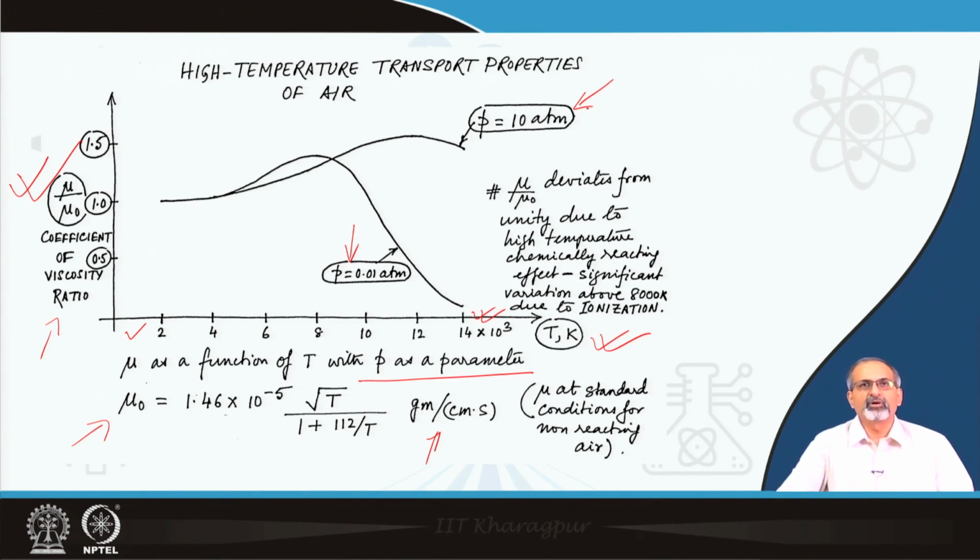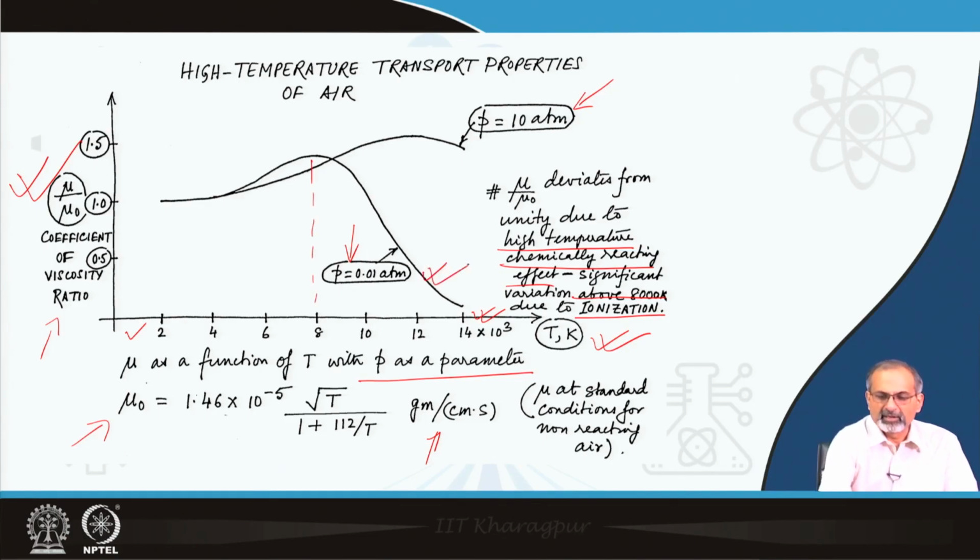As you can see, up to a temperature of about 4000 Kelvin, the change is almost insignificant, and therefore, the ratio happens to be approximately 1, which is independent of the pressure. However, the mu by mu naught deviates from unity due to high temperature chemically reacting effect, and significant variations are noticed above 8000 Kelvin due to the effect of ionization. So, this is where we are talking about this, and beyond we are talking about significant changes.